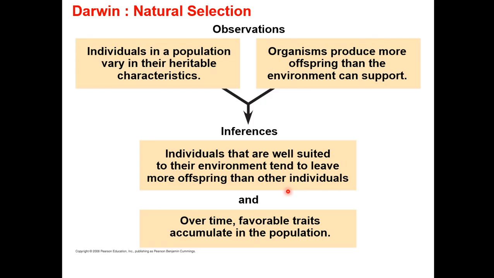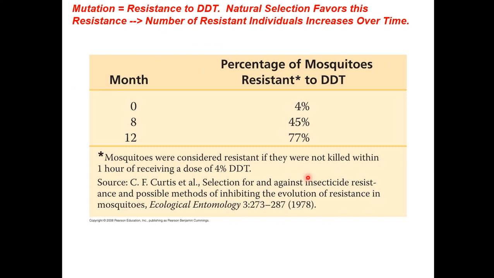Okay? So, ito yung kay Darwin, natural selection observation. Individuals in a population vary in their heritable characteristics. Organisms produce more offspring than the environment can support. Ito yung inference niya, yung dalawa. So, individuals that are well suited to the environment tend to leave more offspring than the other individuals. And over time, favorable traits accumulate in a population.